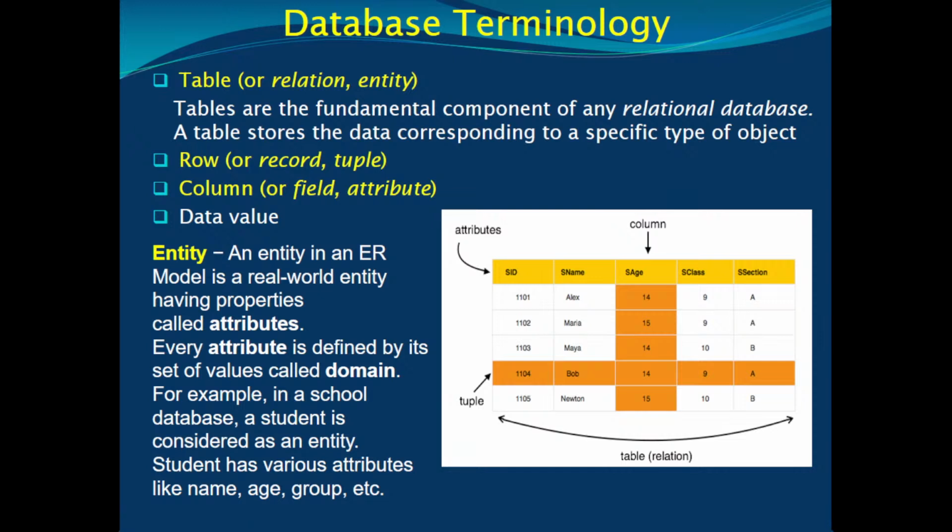Model is a real-world entity having properties called attributes. Every attribute is defined by its set of values called domain. For example, in a school database, a student is considered as an entity. Student has various attributes like name, age, group, and so on.